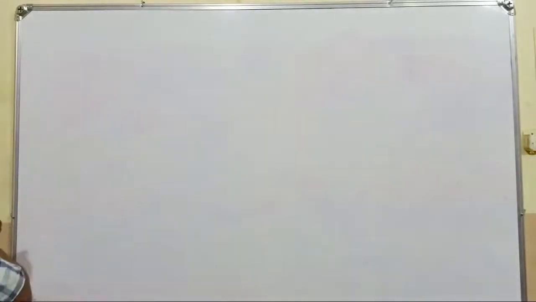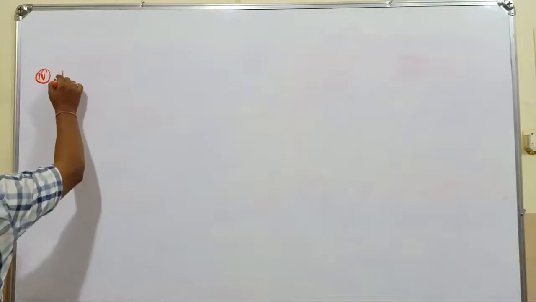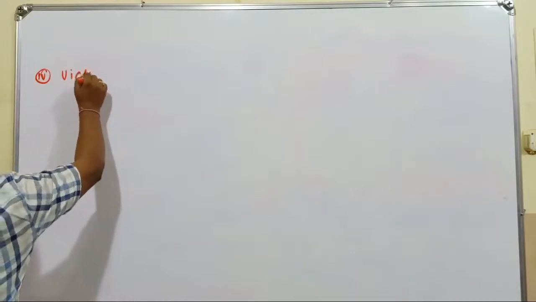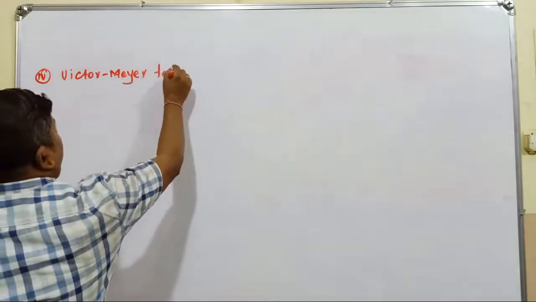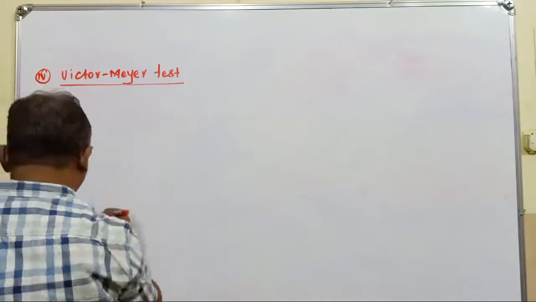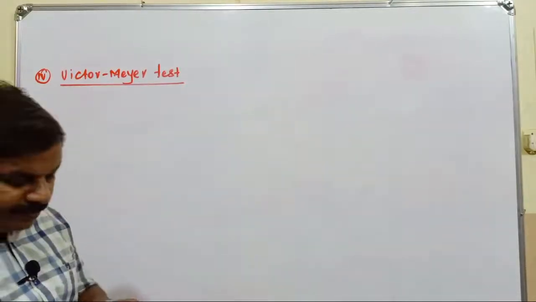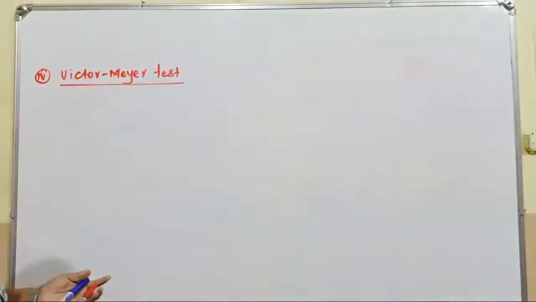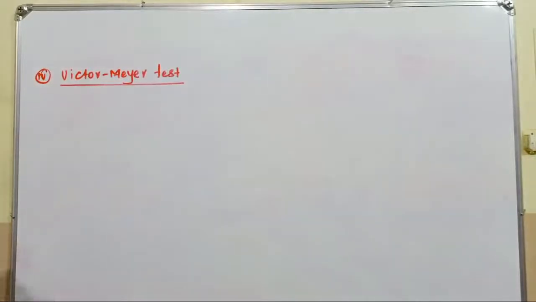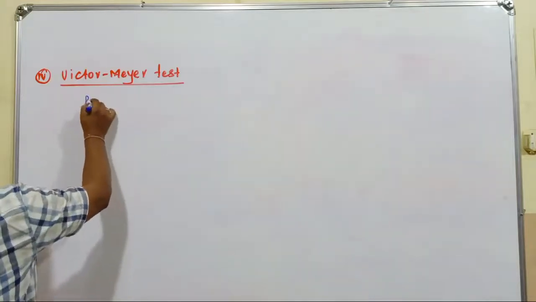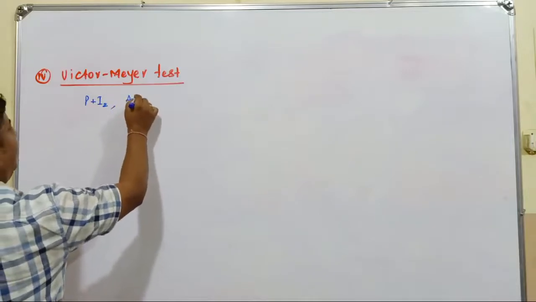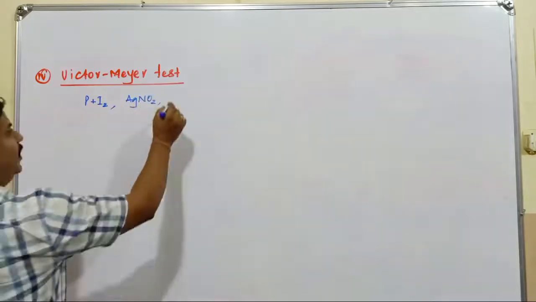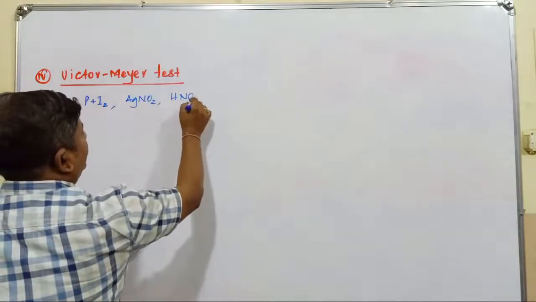Number four is the Victor Meyer test. This is used for what? Distinguishing between primary, secondary and tertiary alcohols. In the Victor Meyer test, we have to use different types of reagents. First, phosphorus and iodine is used. Next, we go with AgNO2, silver nitrite. Next, it is going to be HNO2.